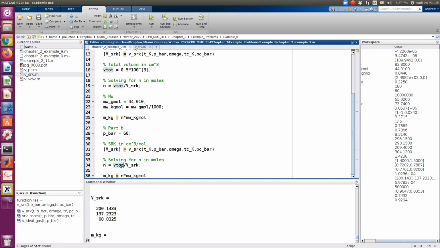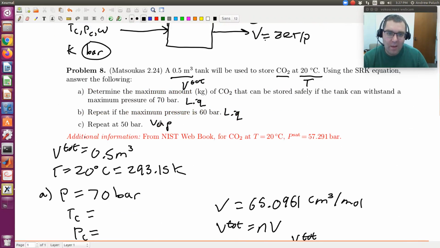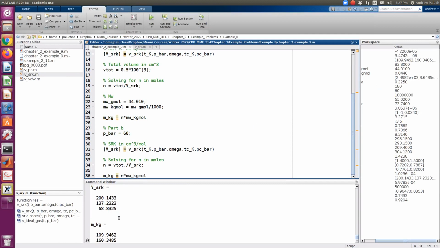Okay, and so let me change this to an element-wise operator, make sure it works. Okay, and so we get 3 V's. Largest being 200, lowest being 68. Now, if I go back, we said we have a liquid. So if I have 3 V's, I'm going to want to choose the smallest V.